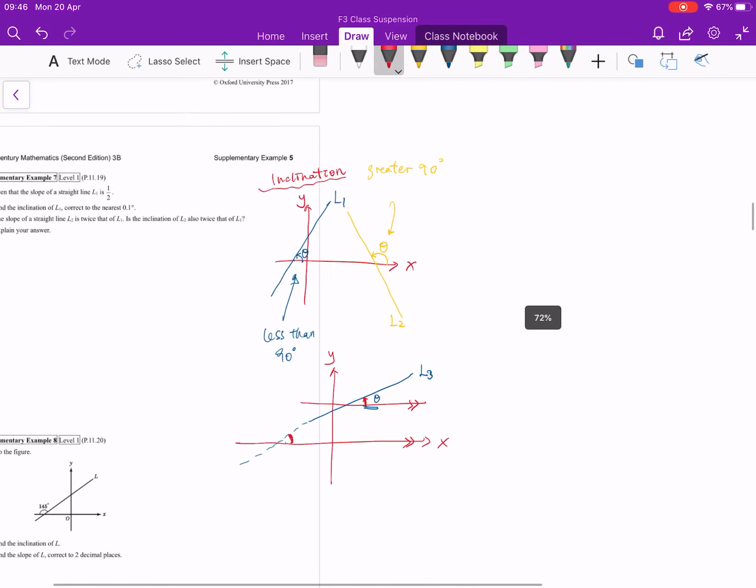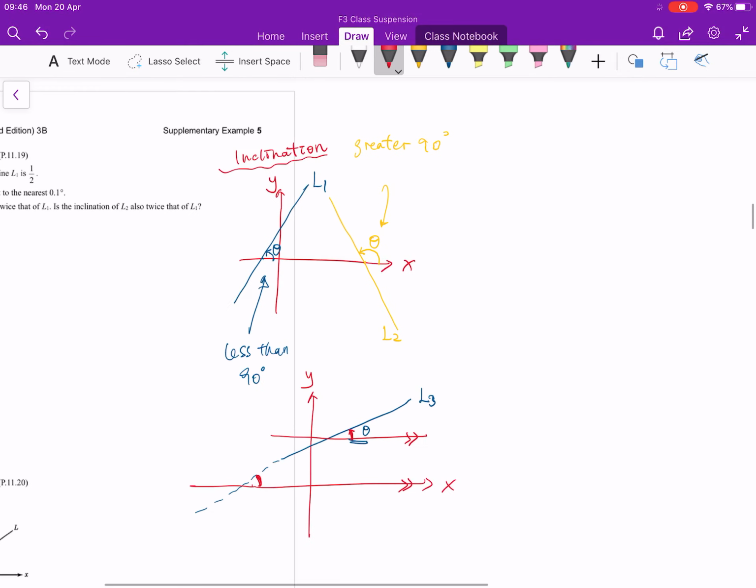Okay, so let me have a little summary here before we do the exercise. For inclination, officially you should find out the point of intersection with x-axis, and then you can see that the L1 cuts the x-axis into two parts. Start on the part on the right hand side, go anti-clockwise until you meet the straight line. This angle is your inclination. Okay, it can be greater than or less than 90 degrees.